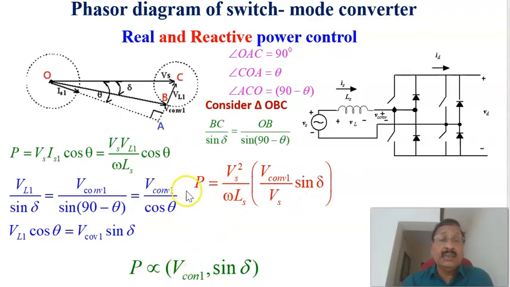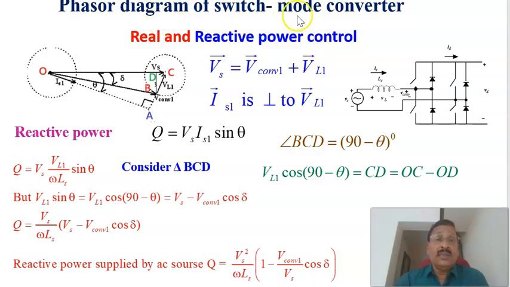That means the real power flow P is a function of V converter 1 as well as sine delta. Therefore, by controlling this delta, that is the phase angle between Vs and V converter 1, and the magnitude of V converter 1, we can control the real power flow between the AC grid and the DC source. That is regarding the real power flow P.